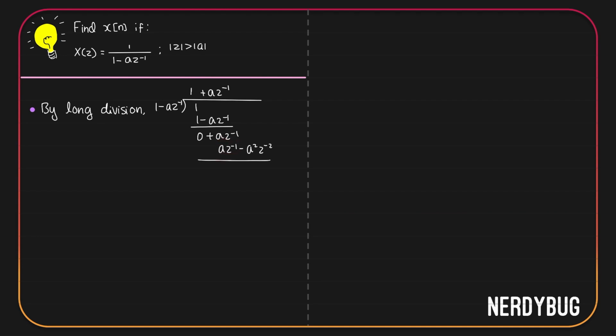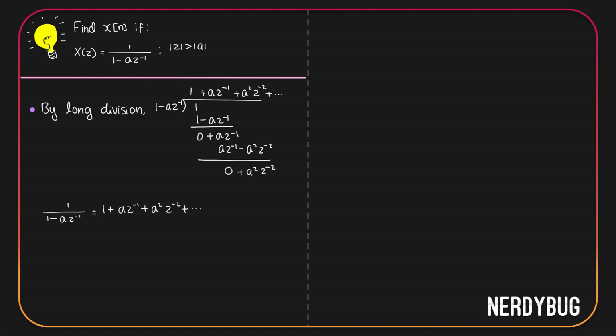Subtracting az inverse from az inverse, we get 0. Subtracting minus a square z raised to minus 2 from 0, we get plus a square z raised to minus 2. Now, a square z raised to minus 2 divided by 1 is plus a square z raised to minus 2. This will go on like that. So we get 1 by 1 minus a z inverse is equal to 1 plus a z inverse plus a square z raised to minus 2 plus up to infinite terms.